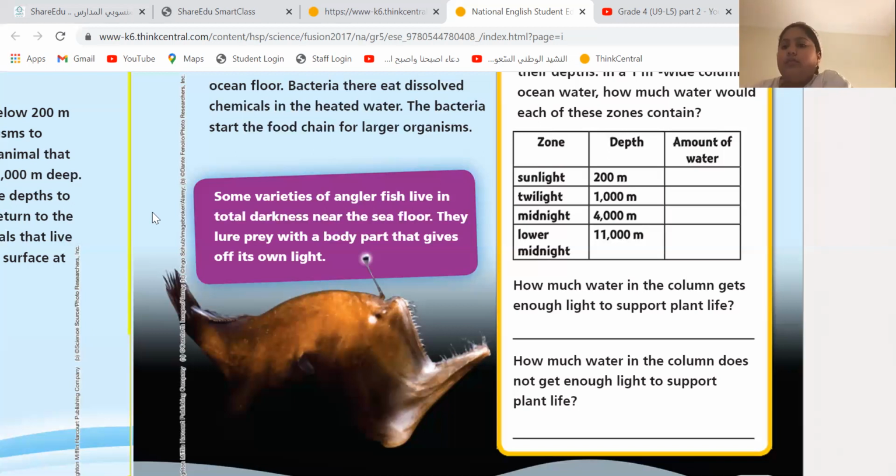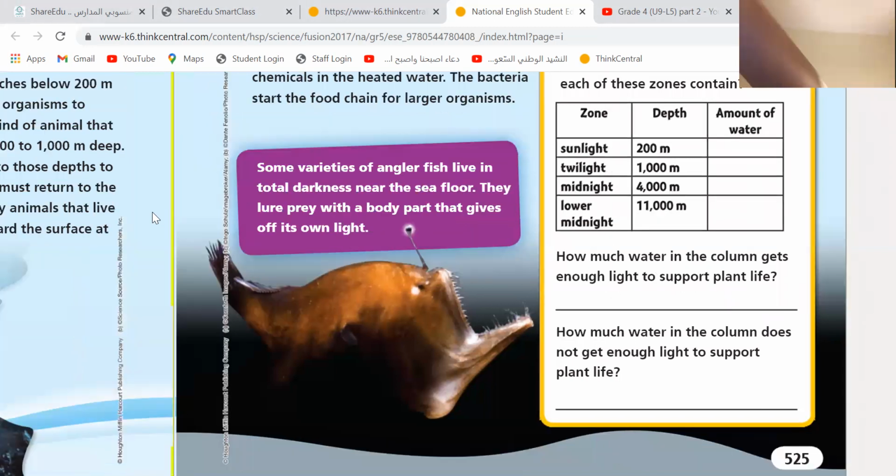It catches prey with its horn. I think it has a tiny horn. Is it a horn or maybe a spark? I think it looked like this one. Look, can you see it? When it wants to catch prey, I think it gives off its own light, to make the prey feel safe.